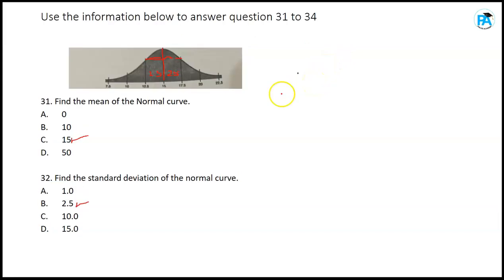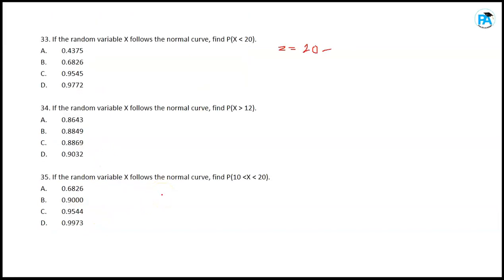So this tells you that if you get the mean wrong and you get the standard deviation wrong, the rest of your answers will be wrong for this question. So make sure you know how to find the mean and the standard deviation properly. So 15 over the standard deviation, which is 2.5. Put this on the calculator. 20 minus 15 gives you 5. 5 divided by 2.5 gives you 2. So it gives you positive 2.